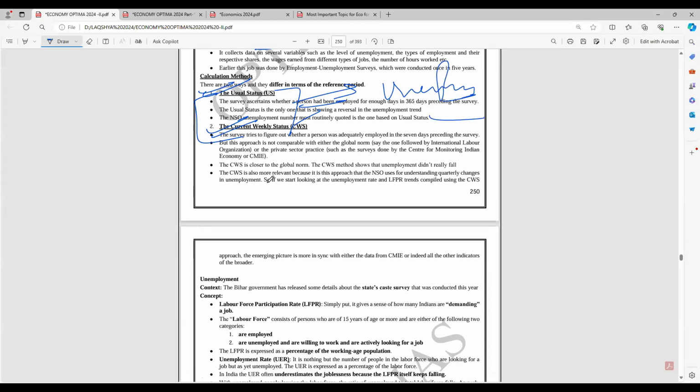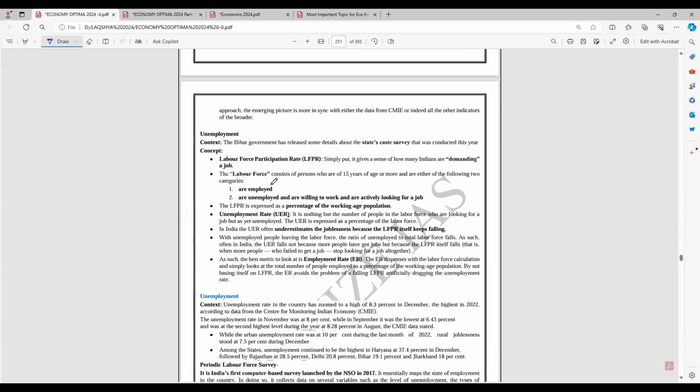Okay. Basically, these are kind of survey methodology. Survey methodology, usual status and current weekly status. Guys, the problem in India is that labor force participation rate is very low. Labor force participation rate is low and it is falling.